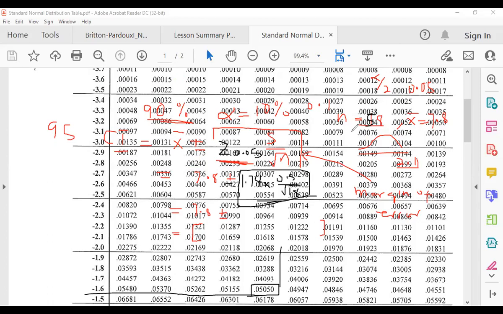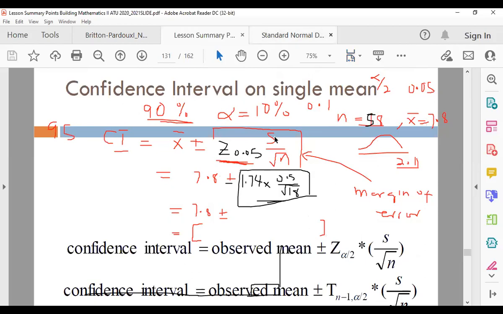So if that is the case, you come back and put it into your table here. In the case of Z 0.05, it is 1.64 times this. Then you compute the margin of error, add it and subtract it to form your confidence interval.